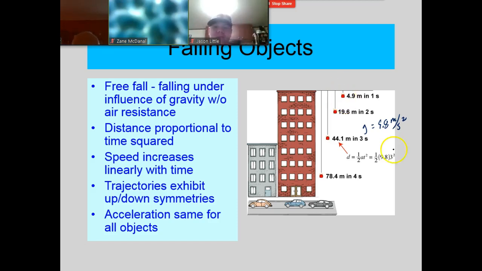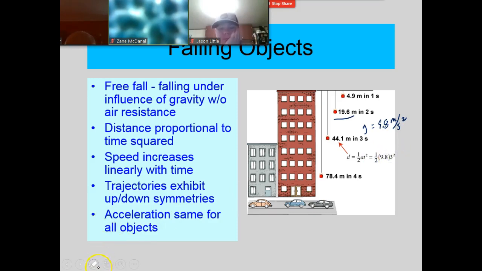So in 1 second, you have a 1 here. Half of 9.8 is 4.9. In 2 seconds, put a 2 in there. 2 squared is 4, half of 4 is 2, 2 times 9.8 is 19.6. So it's gone 4 times as far in 2 seconds as it did in 1 second. It's not a linear relationship. It's a squared relationship. And in 3 seconds, that's the one they had here.